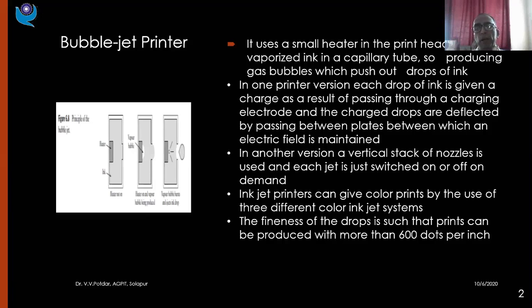The fineness of the drops is such that prints can be produced with more than 600 dpi, dots per inch, so that I can have very nice print quality. Unlike my dot matrix printers, where I used to observe the dots on the letters, here in the inkjet printers you don't observe any dots as such. Even though small droplets are only poured on the piece of paper, they are so dense that you get a very good print quality in case of inkjet and bubble jet printer.